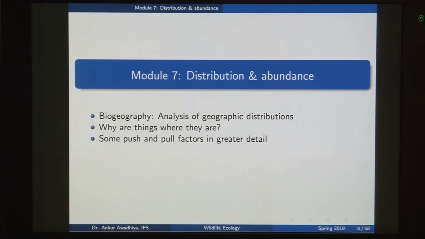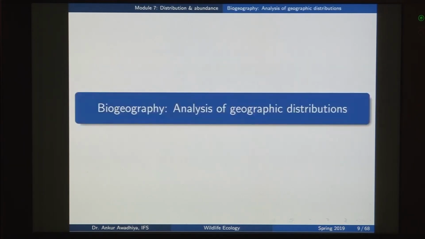Every species is best able to survive in those areas that have the most suitable climatic conditions, most suitable biotic conditions for the survival of that particular species. Which is why we get a certain geographic distribution for every species, and this is what is asked in the topic of biogeography. So, let us begin.